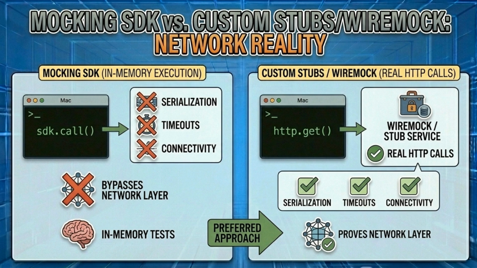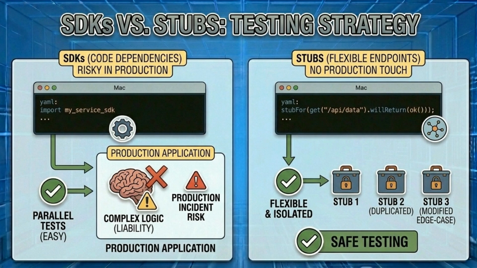Furthermore, when you mock an SDK in your tests, you lose the network. You are executing tests in memory, bypassing real serialization, timeouts, and connectivity issues. In contrast, custom stubs or WireMock force your application to execute real HTTP calls, proving your network layer works in reality. Now, while SDKs make running parallel tests easier because they are just code dependencies, introducing complex logic into an SDK is a massive liability. Because that code lives in production, any mistake is a production incident.